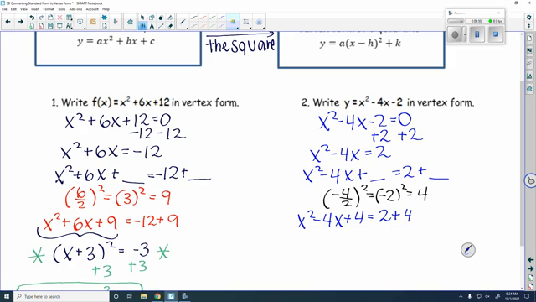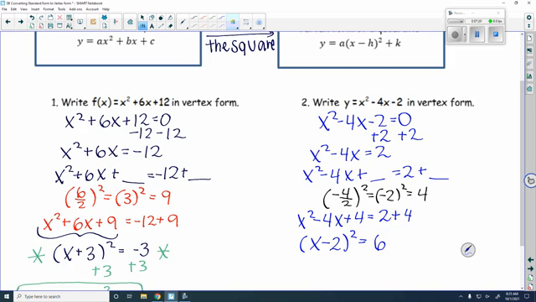What does this left side factor to? What is that going to simplify to? 2. Positive or negative 2? Negative. Negative 2. Keep the sign. So this is negative 4. Negative 4 divided by 2 is negative 2. Remember, this always factors to this middle number divided by 2 every time.